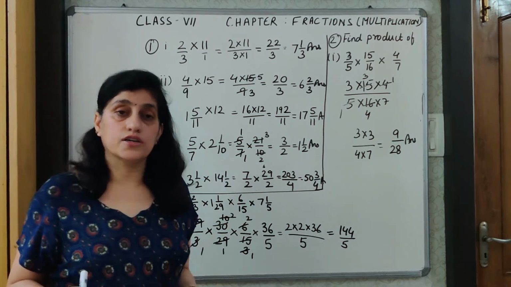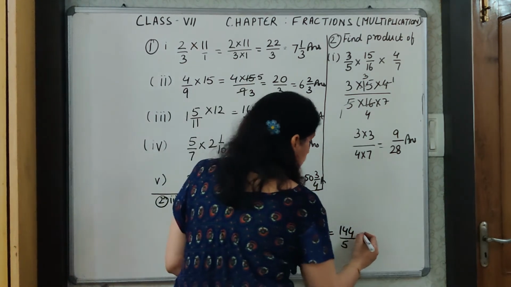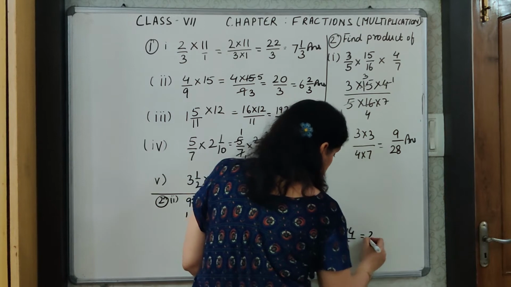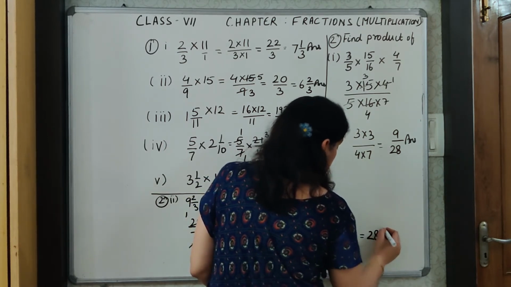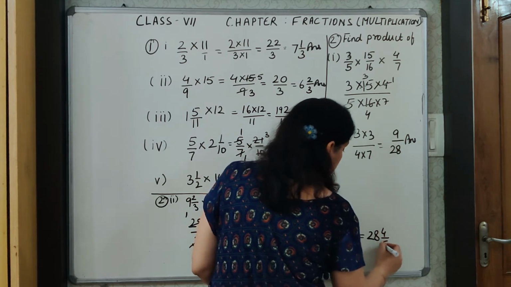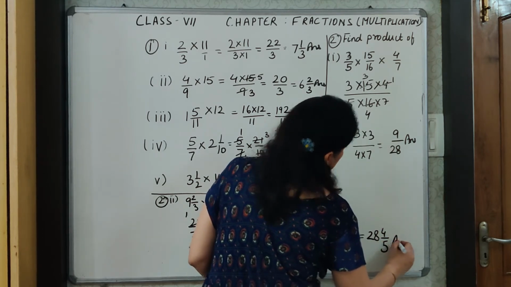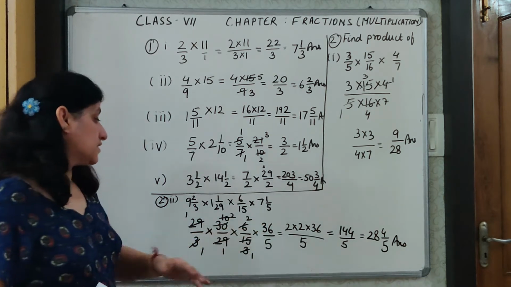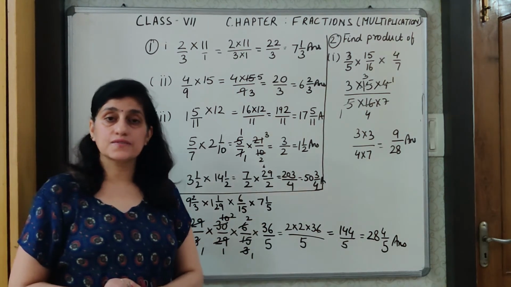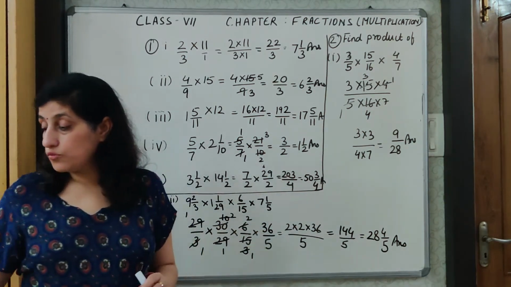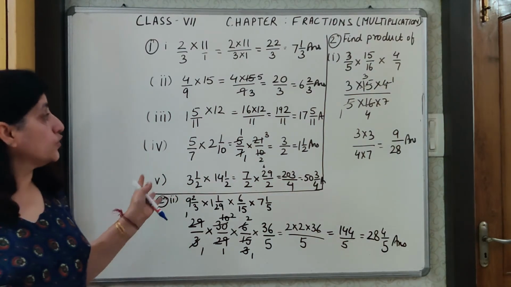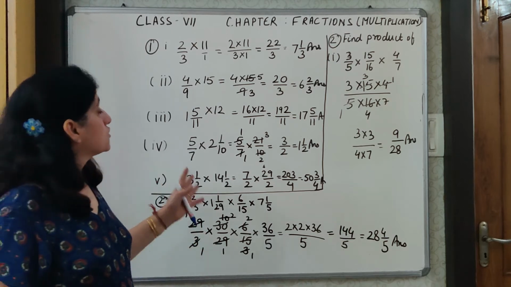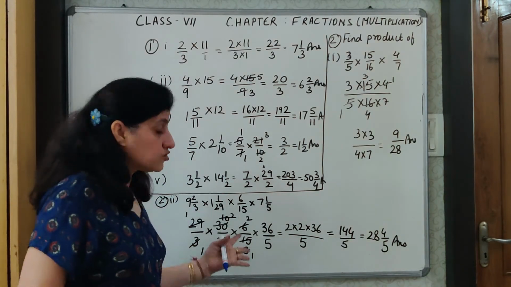Divide to convert it to mixed fraction. I am doing it orally over here. 5 2s are 10, 44, 5 8s are 40. So 28 whole 4 upon 5 is the answer to this long multiplication. Easy it is? Yes. And the more you practice, the more you get it. Now we'll move on to another type of questions. So quickly, you have gone through all this.